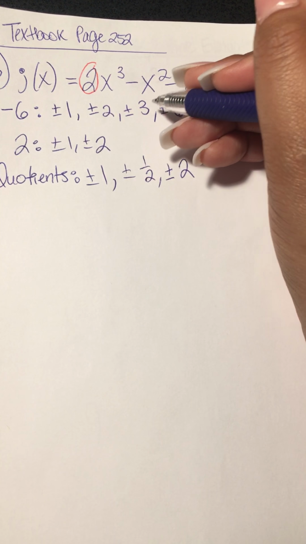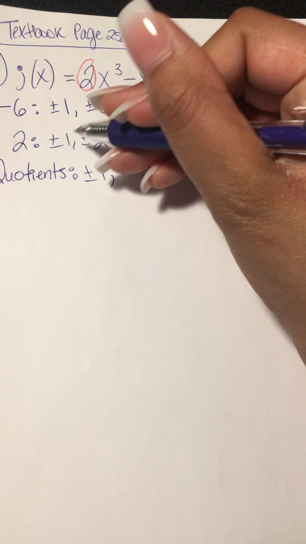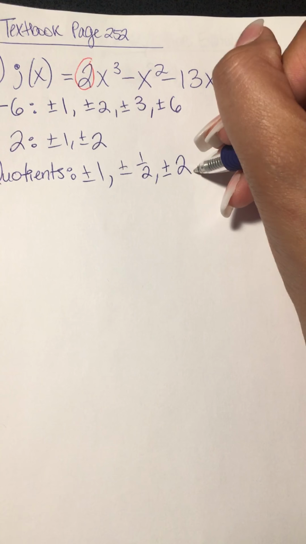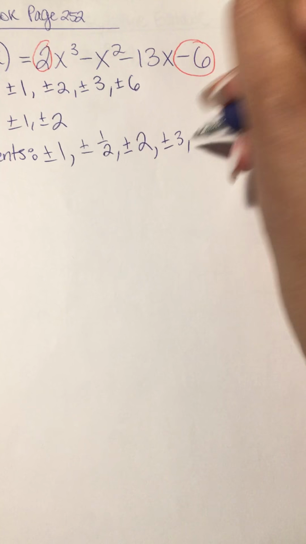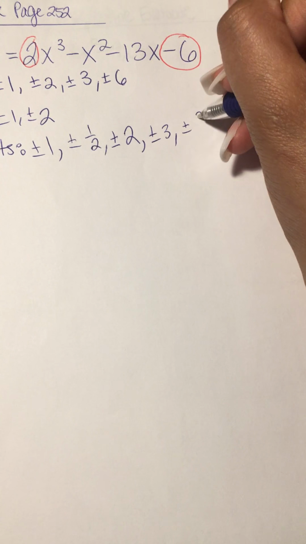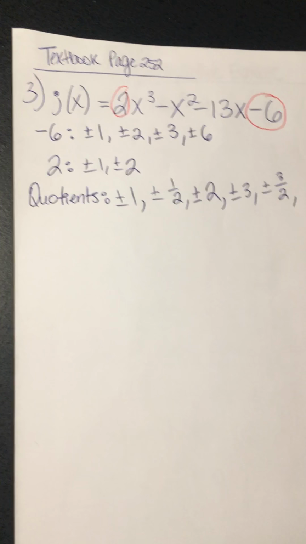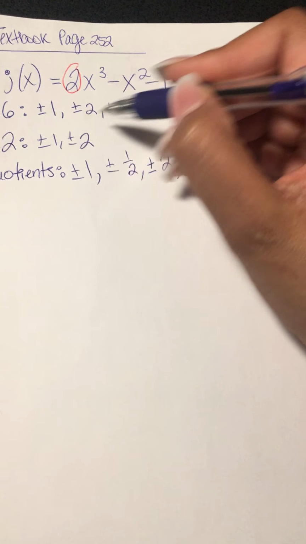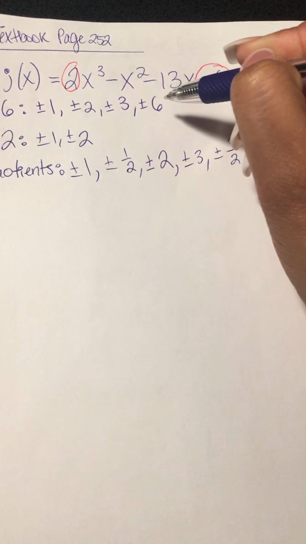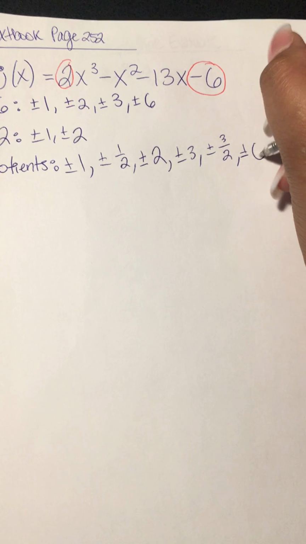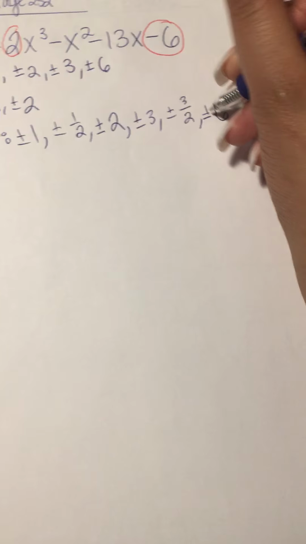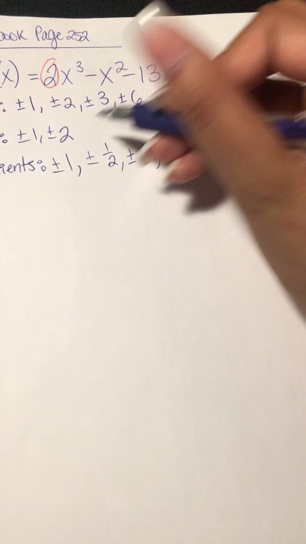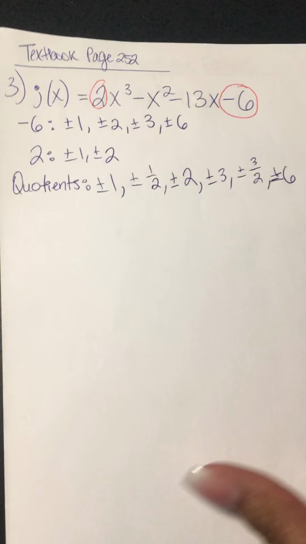Now go on to the 3. 3 divided by 1, 3 divided by 2. 3 divided by 1 is 3. 3 divided by 2 is 3/2. Go on to the 6. 6 divided by 1, 6 divided by 2. 6 divided by 1 is 6. Always put plus or minus. And 6 divided by 2 is 3, but we already wrote the 3.